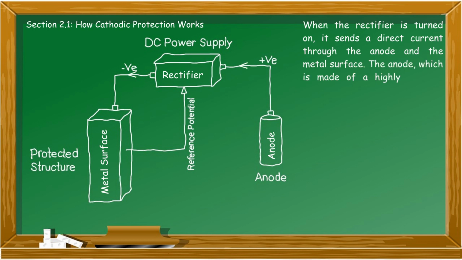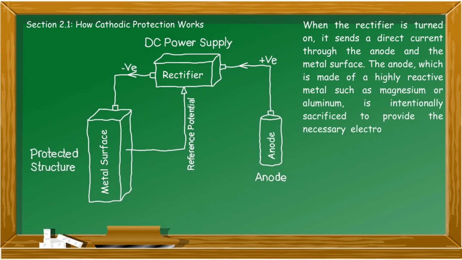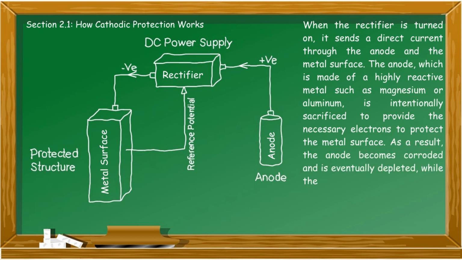The anode, which is made of a highly reactive metal such as magnesium or aluminum, is intentionally sacrificed to provide the necessary electrons to protect the metal surface. As a result, the anode becomes corroded and is eventually depleted, while the metal surface remains protected from corrosion.